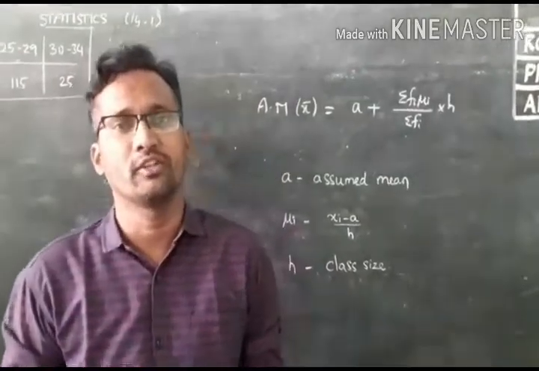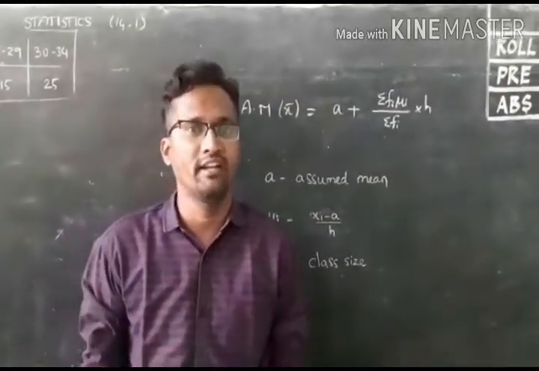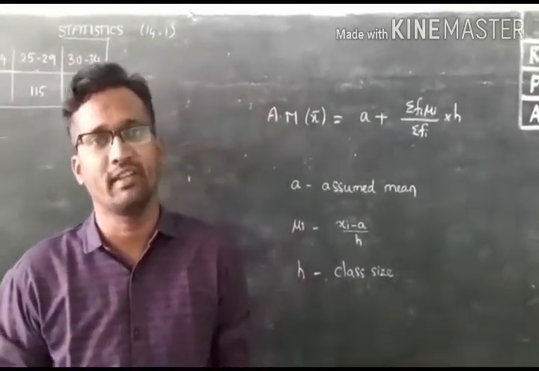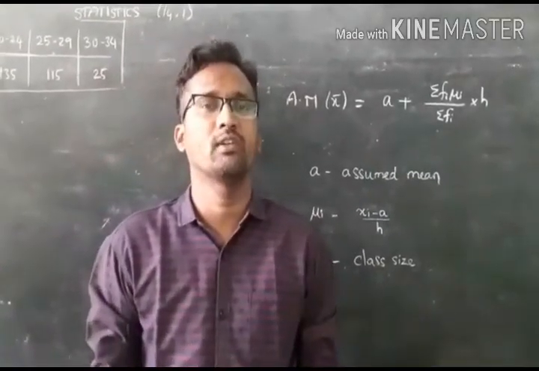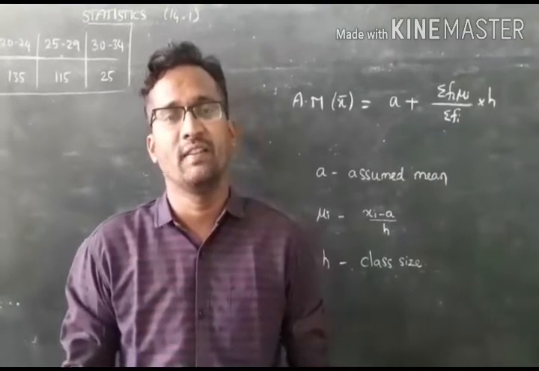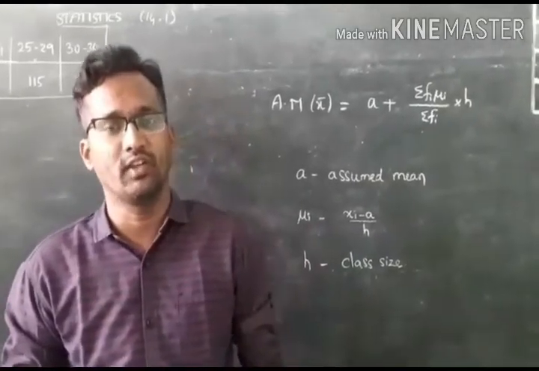In the previous class, we discussed finding the arithmetic mean by the second method, the deviation method. In this class, we are going to discuss the final method for finding the mean, that is the step deviation method, the third method.